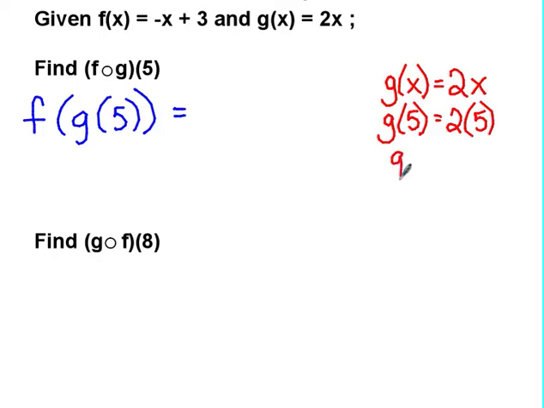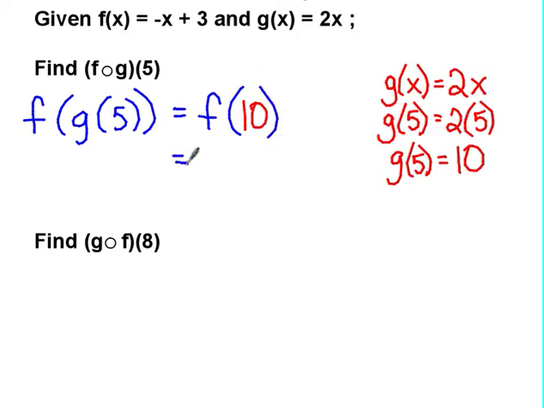Oh, g of 5 is 10. So I'm going to replace it. Instead of writing g of 5, I'm going to write my newfound discovery, 10. F of 10, yeah, I think I can do that. All right, f of 10. What does the f function do? It takes negative something and adds 3. Well, the something is a 10. So here we go. Negative 10 plus 3 gives us negative 7. All right, negative 7 for that one.